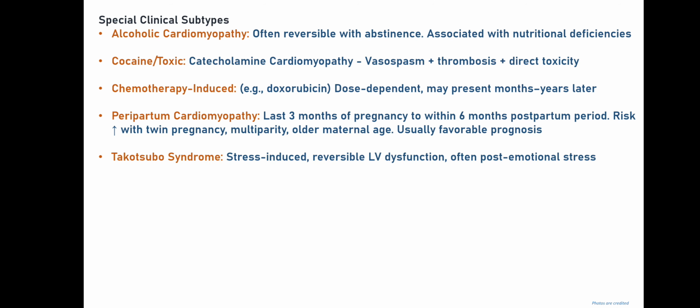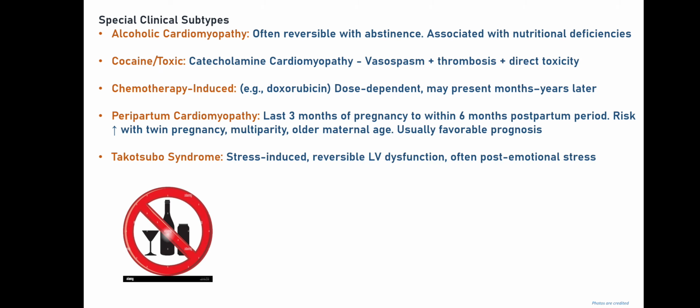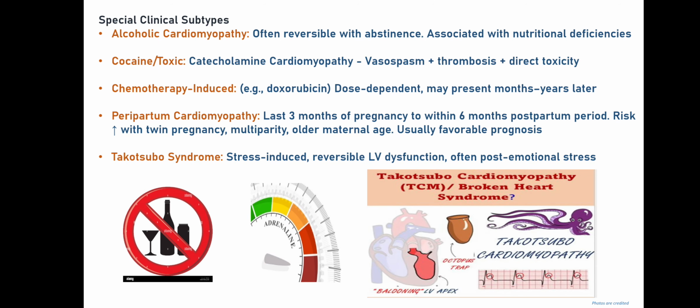Takotsubo syndrome: stress-induced reversible LV dysfunction, often after emotional stress, and may recur. The adrenaline effect on the cardiac muscle. Here is Takotsubo cardiomyopathy; Takotsubo is the jar used in Japan for keeping octopus. It has a narrow neck with a wide dilated body, looking like the dilated left ventricle with a narrow neck. In the ECG, we see ST elevation like myocardial infarction.